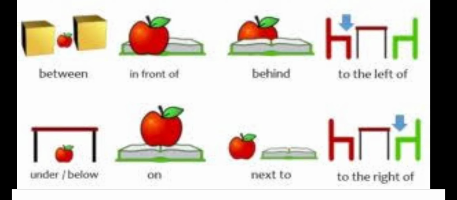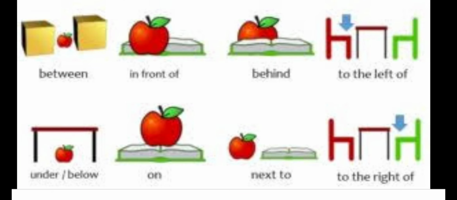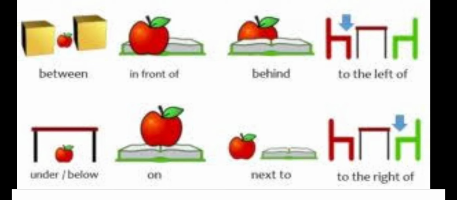Haan, this H is to the left of this. Left. We have to see our left. In the same way, this apple is under or below this dais or table. This apple is on, yani ki par the book. This apple is next to, yani ki usse nazdik, next to the book. This H is to the right, this one. This is right to this table or dais.